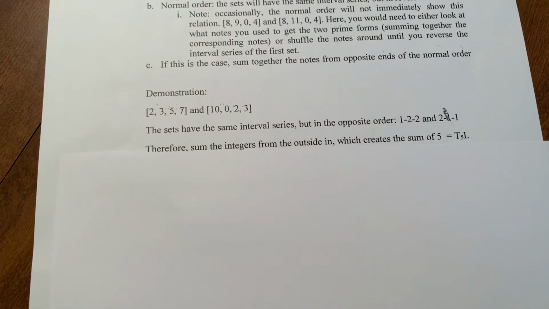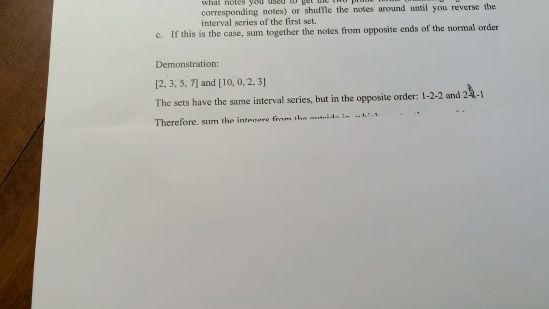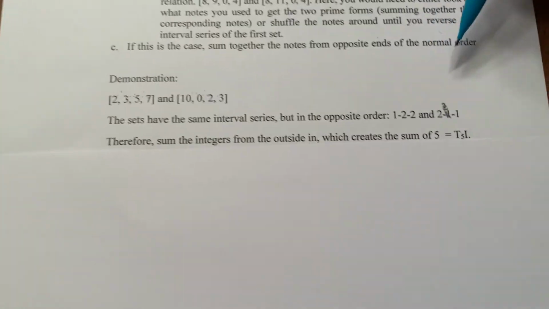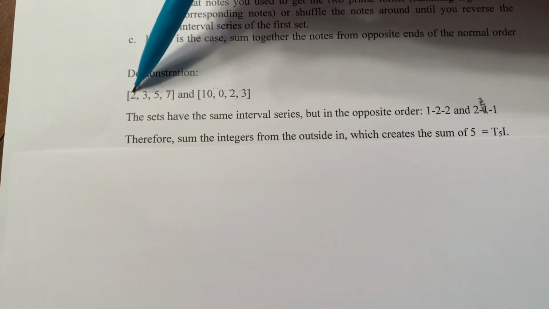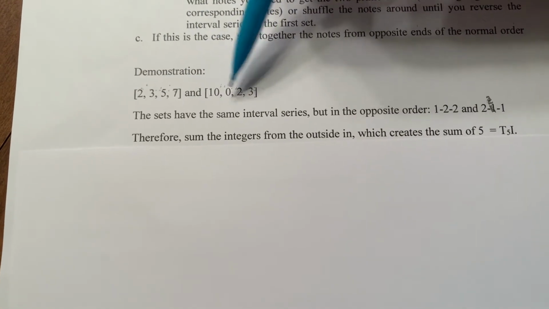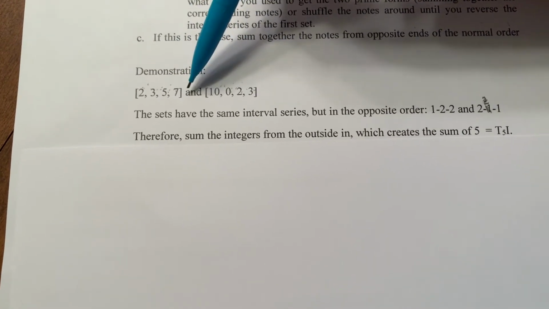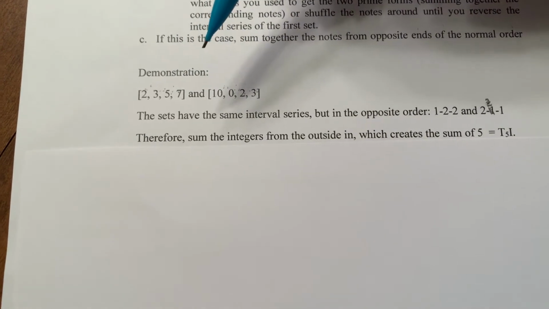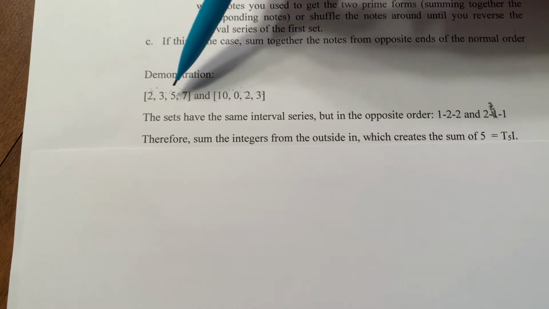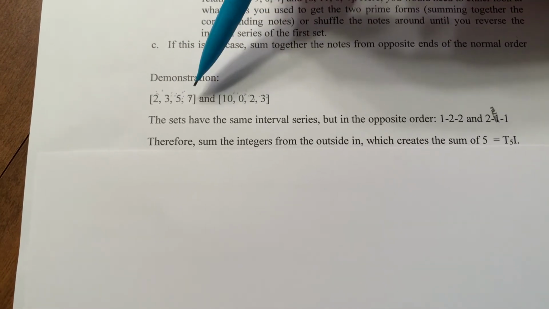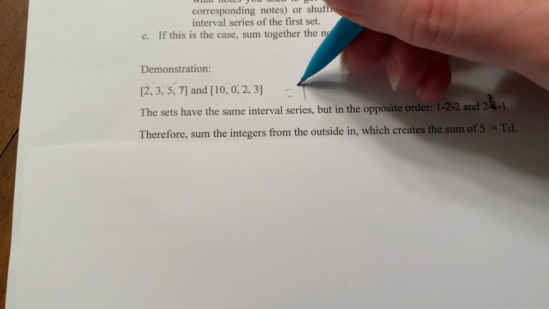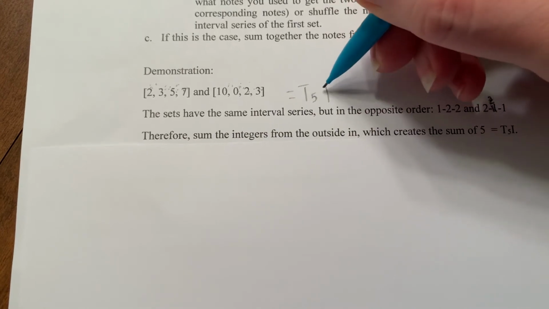All right, now what do you do in this case? You're going to sum together the integers from the outside in, essentially. So I'm going to sum 2 and 3, sum 3 and 2, sum 5 and 0, and sum 7 and 10 together. And you should get the exact same answer for each case. So here 2 and 3 is 5, 3 and 2 is 5, 5 and 0 is 5, and 7 and 10 is 5. Therefore, your answer is, just by coincidence, T5I.